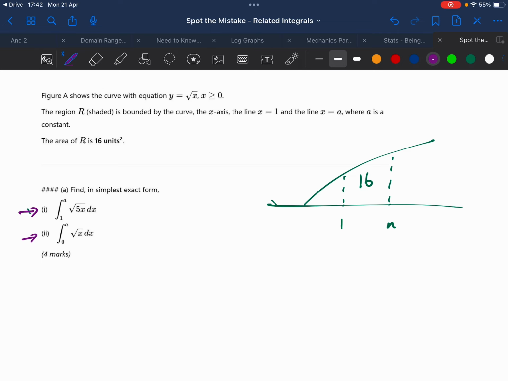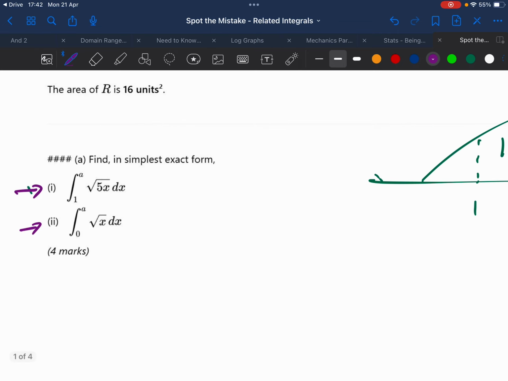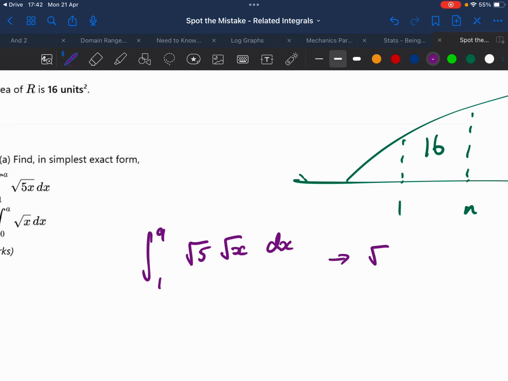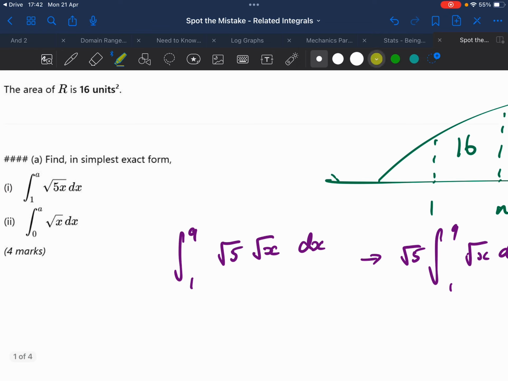Okay, so let's have a go at the first one. Imagine I went in and I tried to do this. The first bit I'm going to do is say this is the same as root 5 root x dx. This is a, isn't it? Let me just make that a little bit clearer in my working out that this is the unknown a.